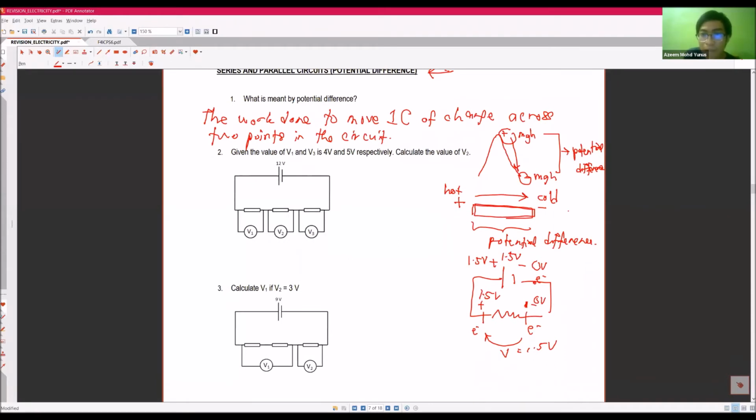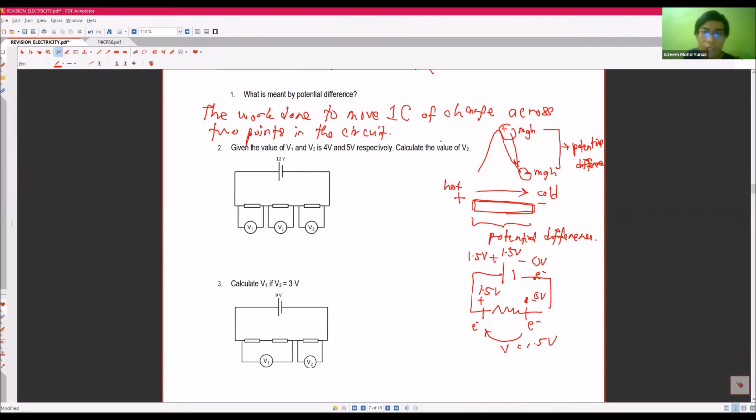Every time you have a potential difference, then you have a flow, either flow of water, flow of heat, or flow of current. In this chapter, we will learn about flow of current, always from positive to negative. But the electron is the opposite direction, negative to positive. You have to keep that in your mind. The current is from positive to negative. The electron is negative to positive.